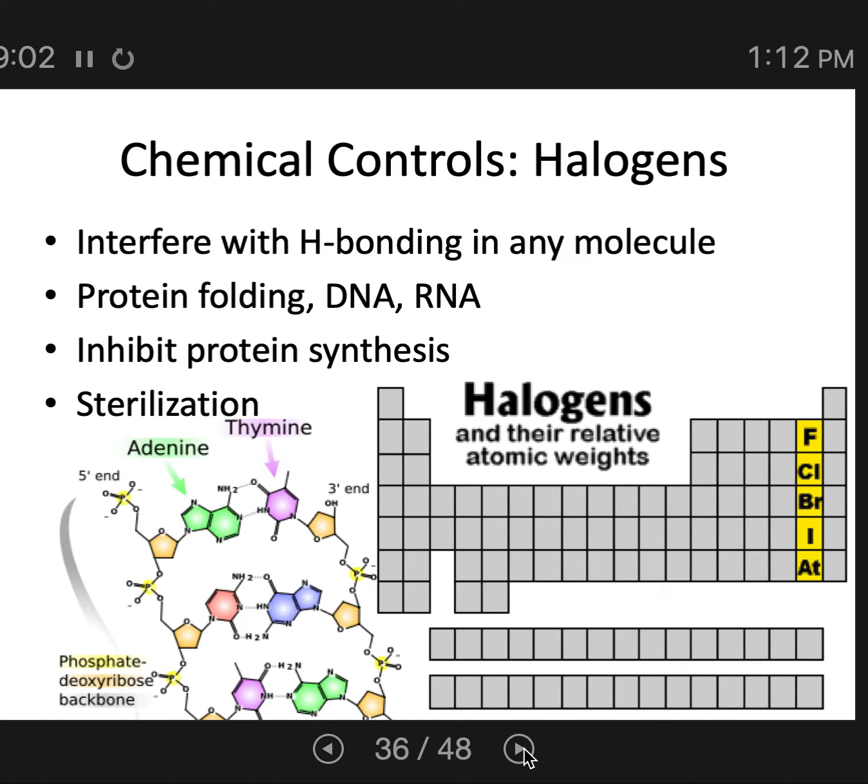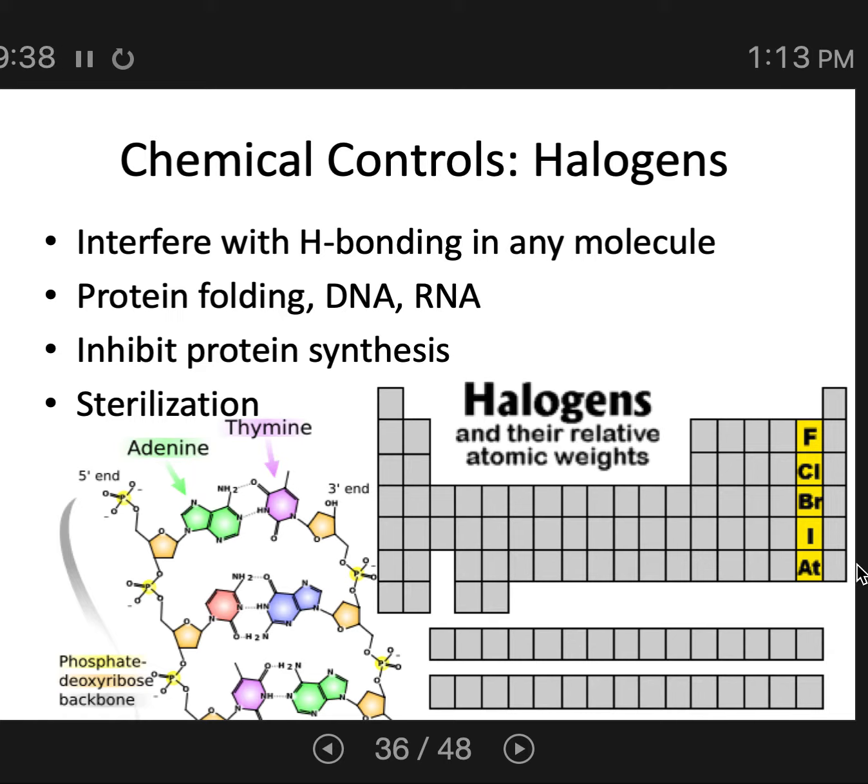Halogens. So halogens are any element in this column of the periodic table. They have only one electron missing from their outer shell. So there's fluorine, chlorine, bromine, iodine, right? Chlorine and iodine are probably the most familiar to you. So these mess up hydrogen bonding between molecules, often by stealing hydrogen atoms. Hydrogen bonding we discussed when we talked about water, right? So that's attractions between molecules without sharing electrons.